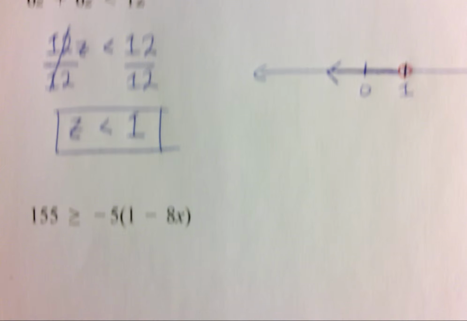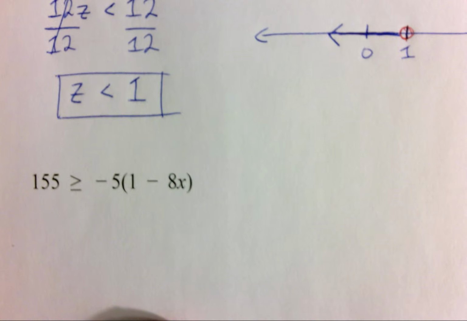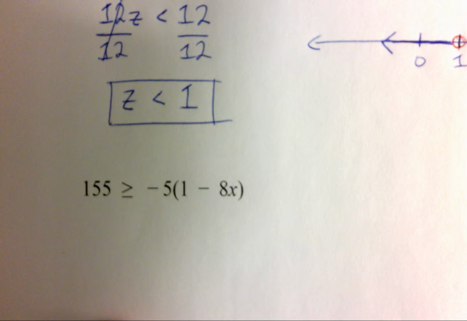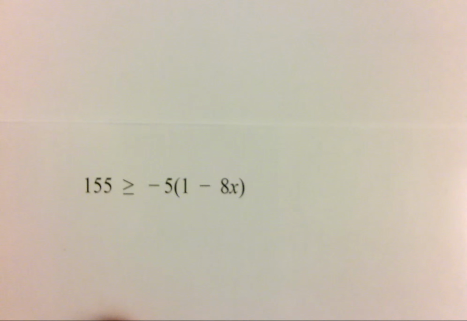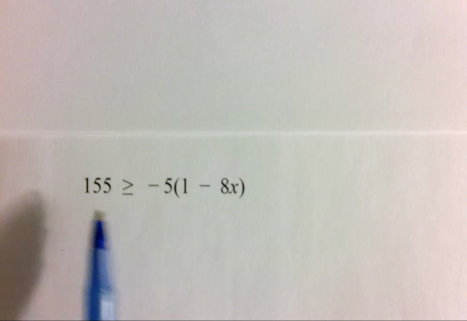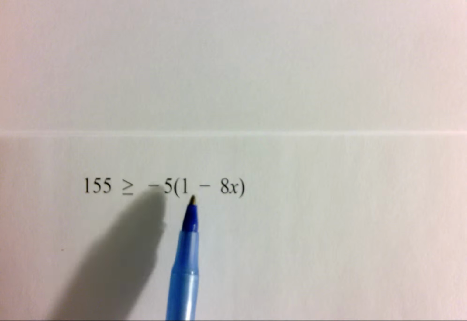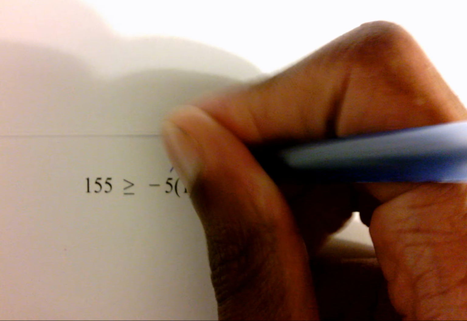And let's look at our last and final example for this lesson. And we have here 155 is greater than or equal to negative 5 times 1 minus 8x. So I look at this again, my left side is simplified. I notice on my right side that I can use my distributive property to simplify. So I'm going to do that.